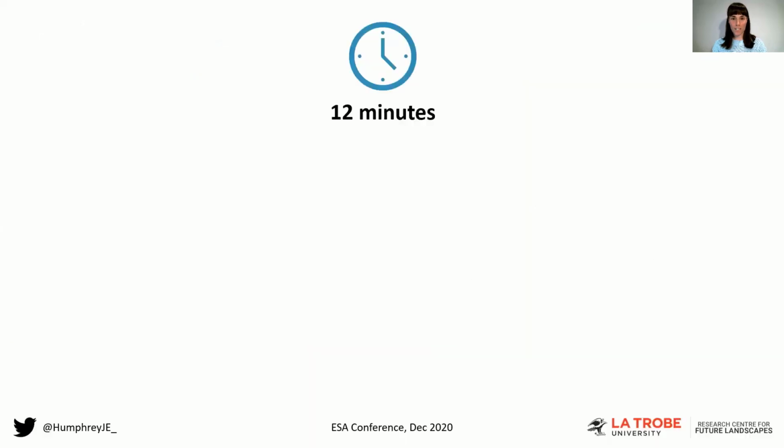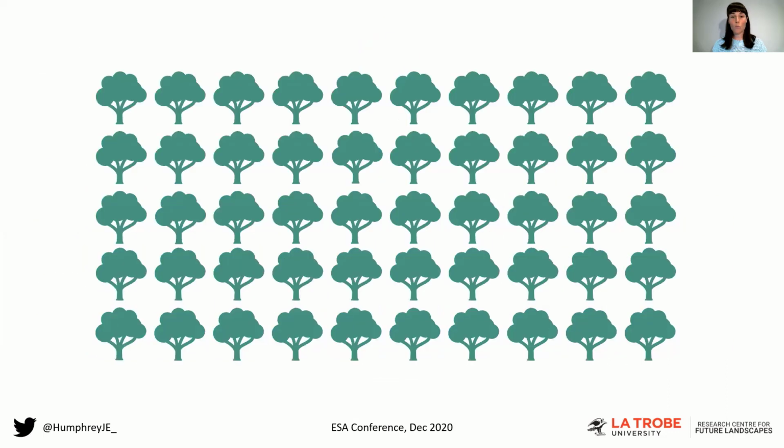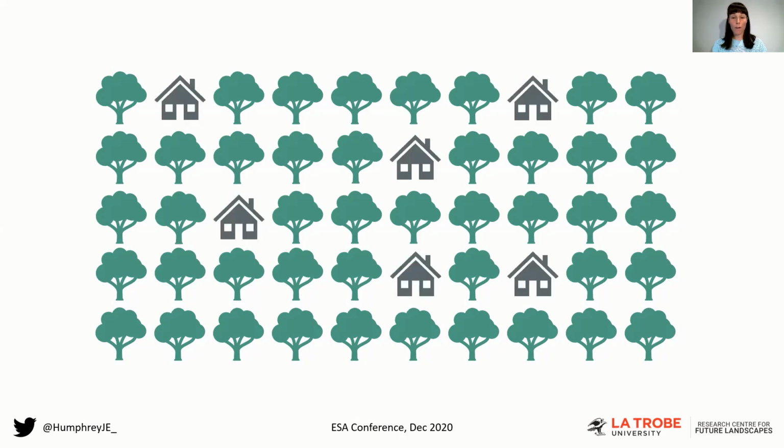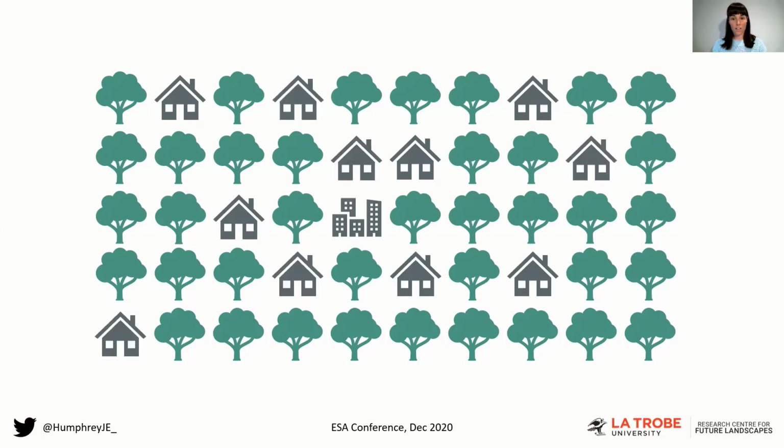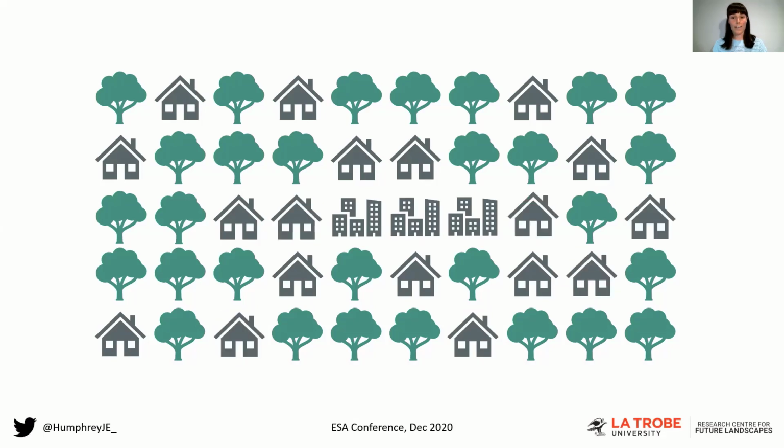Over the next 12 minutes, the global human population will increase by 1,700 people. That's roughly 3 times the number of delegates who normally attend the annual ESA conference. This rapid population growth is resulting in urbanization, a process which alters natural habitats by removing native vegetation and replacing it with human infrastructure. Urbanization is one of the leading causes of land use change worldwide and is considered a major threat to biodiversity.